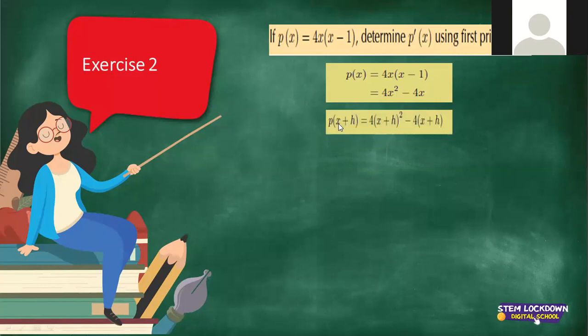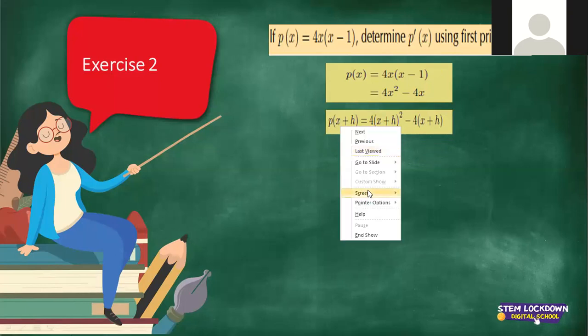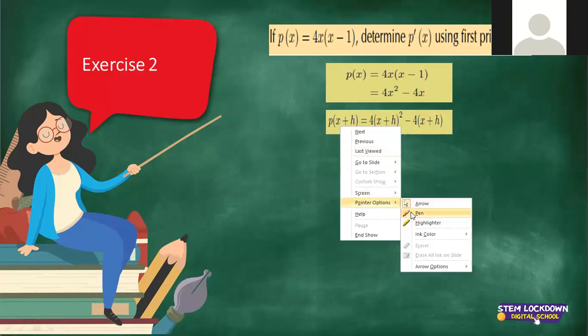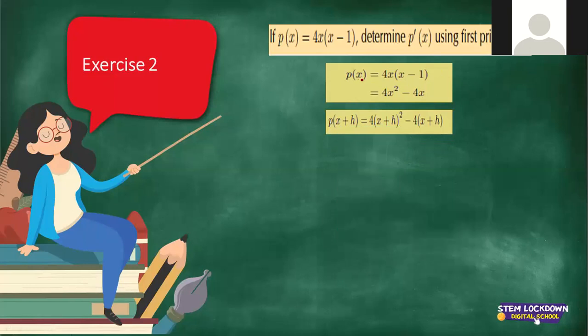So our p of x plus h, now we do have a term with an x. So whenever we see an x, we replace with x plus h.